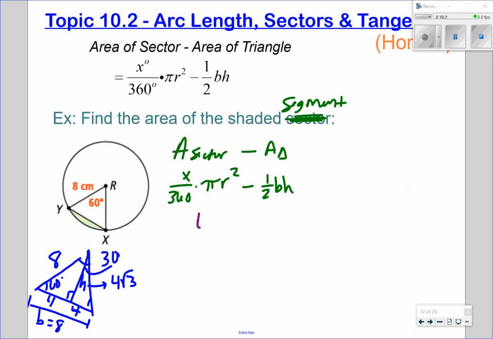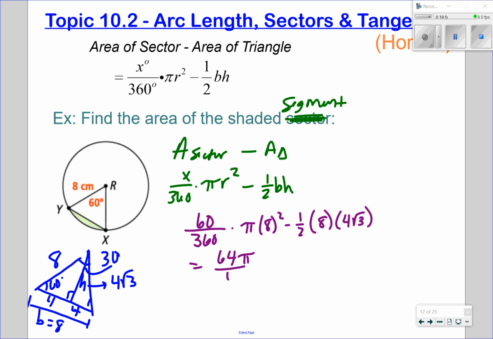So I can do area of a sector, 60 over 360 times pi times my radius squared, minus 1/2 times the base of my whole triangle, which is 8, times the height, which is 4 root 3. Putting this into simplest radical form, in terms of pi, I keep saying simplest radical form, my apologies. 60 over 360 is 1/6. So this becomes 64 pi over 6 minus 1/2 of 8 is 4. This becomes 4 times 4 root 3.